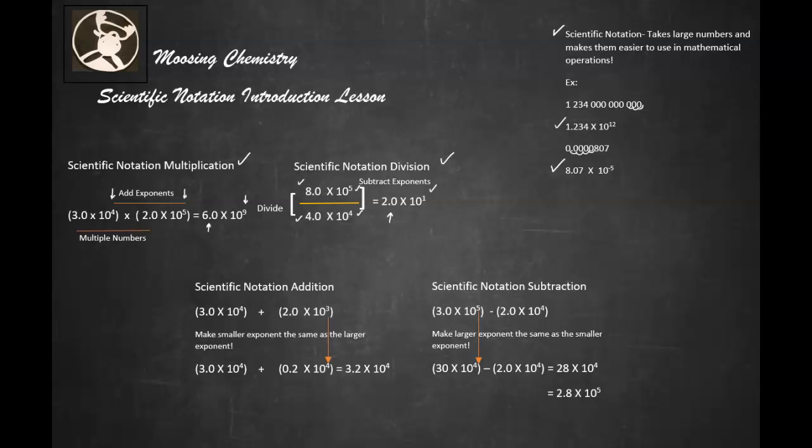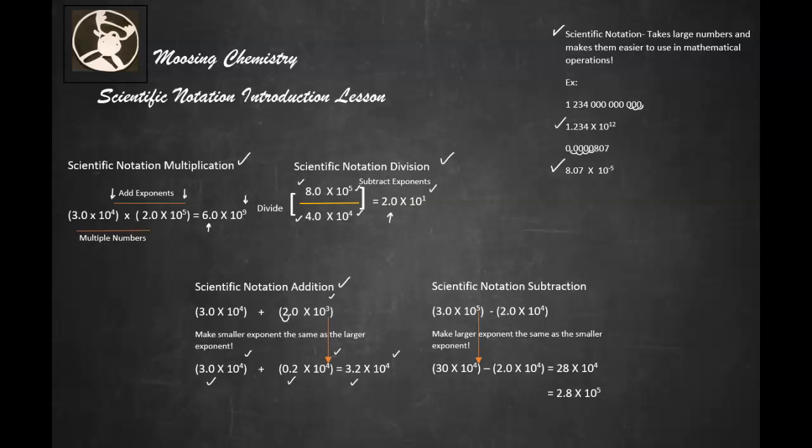What about scientific notation addition? Well, in this case, you're going to take the smaller exponent of the 2 and make it larger, but when you do that, you have to move the decimal 1 over that direction. So now the exponents are the same, and you simply add the 3 and the 2.2, you get 3.2, and there's your 4 for your exponent.